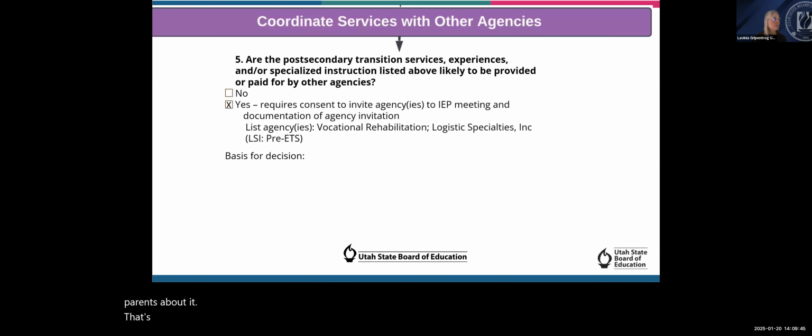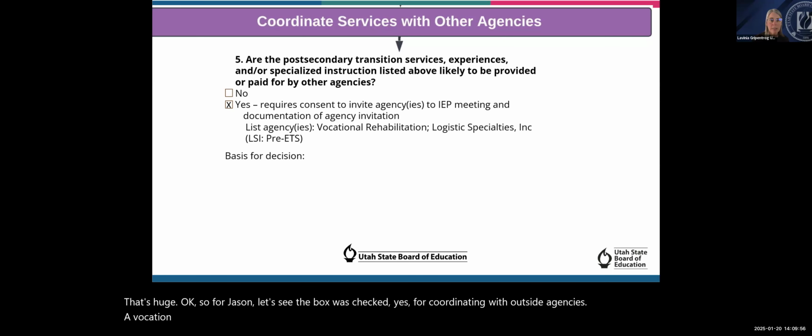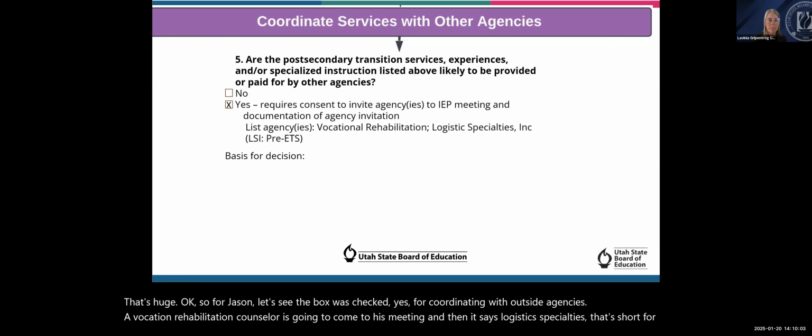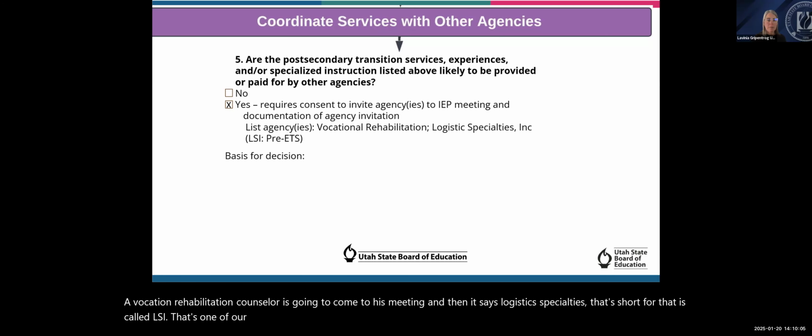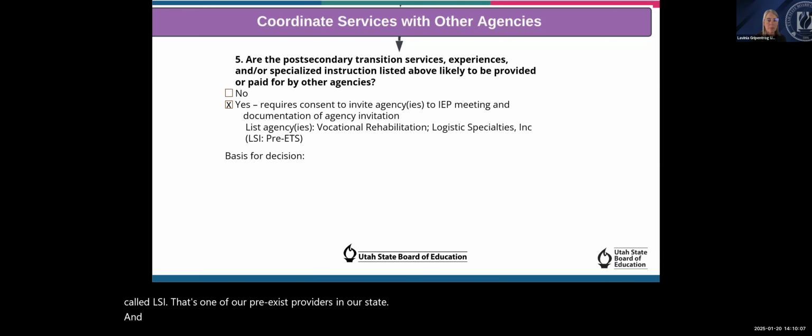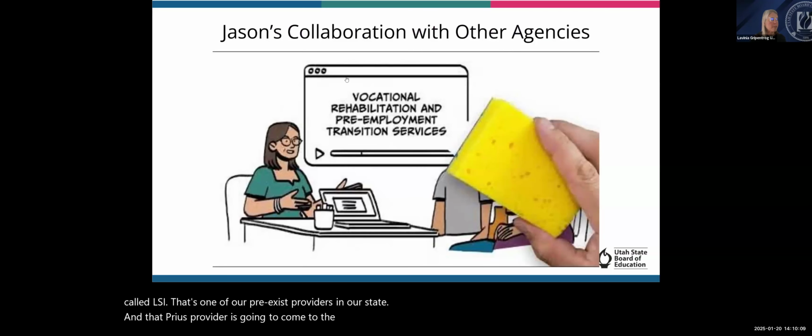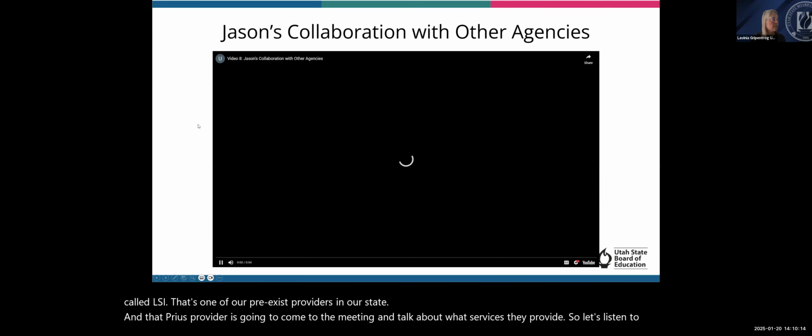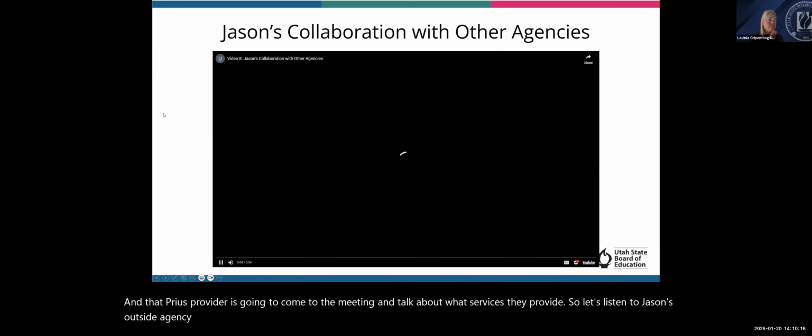That's huge. Okay. So for Jason, the box was checked yes for coordinating with outside agencies. A vocational rehabilitation counselor is going to come to his meeting, and then it says logistics specialties. That's short for LSI. That's one of our pre-ETS providers in our state. And that pre-ETS provider is going to come to the meeting and talk about what services they provide. So let's listen to Jason's outside agency connections.